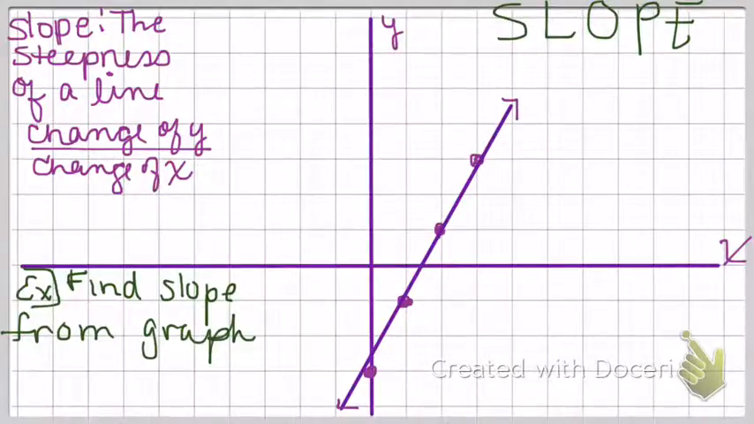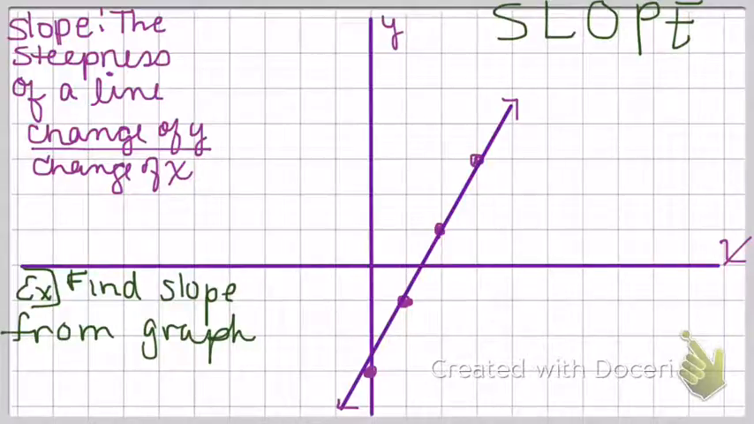Alright, slope is the steepness of a line. It's the change of y divided by the change of x. So we're going to first start off by finding the slope from a graph. If you have a graph of a line, you're going to pick out a point that's on crosshairs, and we're going to count up and over to get to the next crosshair.